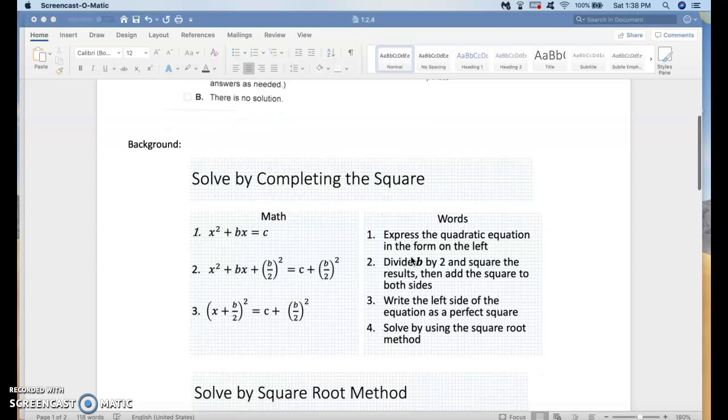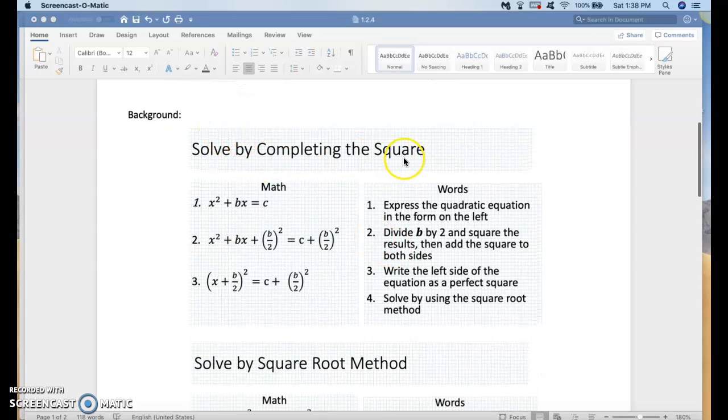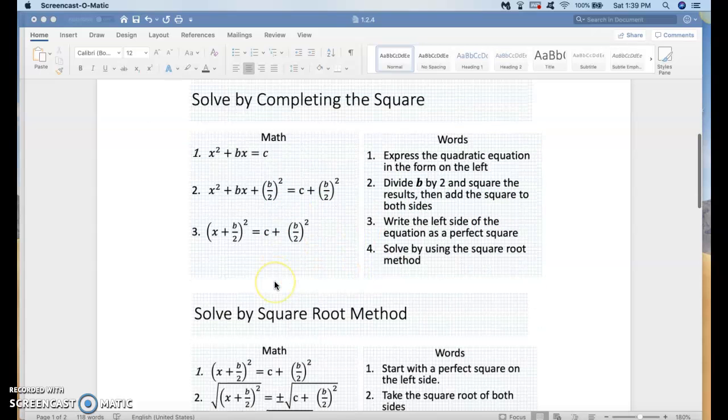Alright, the background for completing the square. This is kind of the math that goes into it. These are the words. Express the quadratic equation in the form on the left. So you want your x squared term, your x term, quadratic and linear, equals the constant. And then you divide b, which is the coefficient of the x, by 2, and then square it. Once you do that, you add it to both sides.